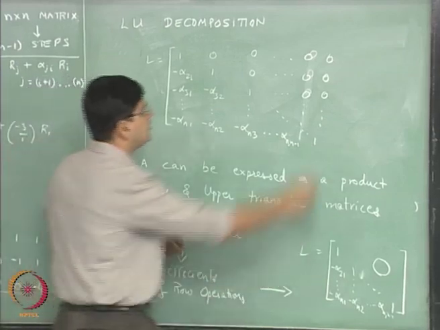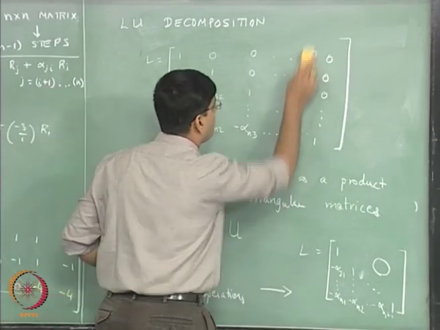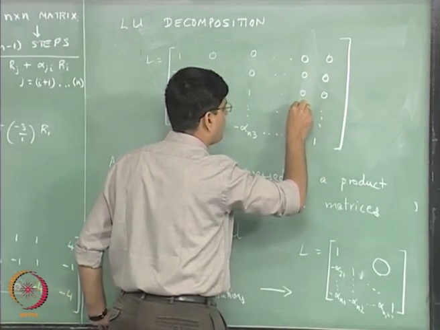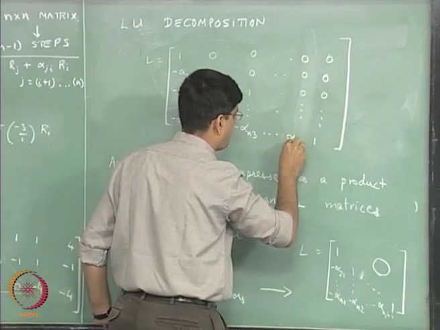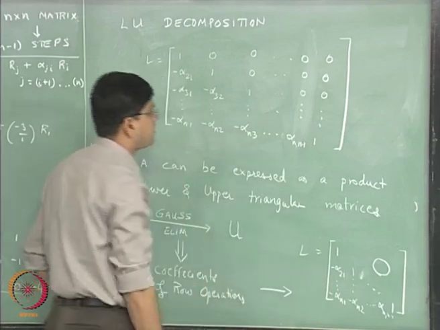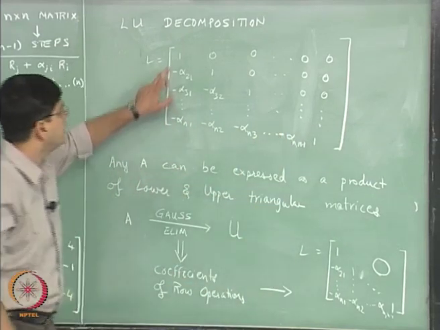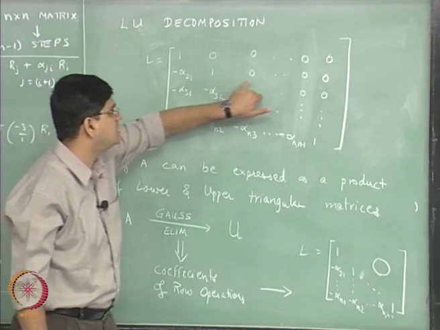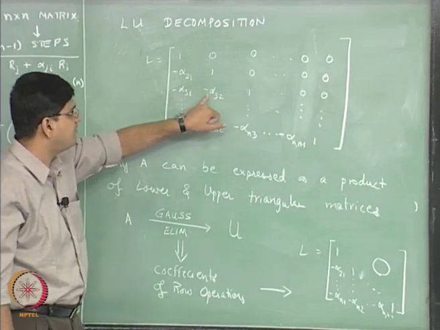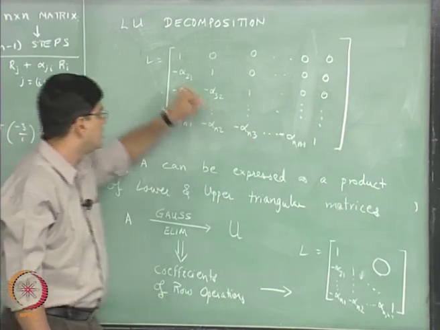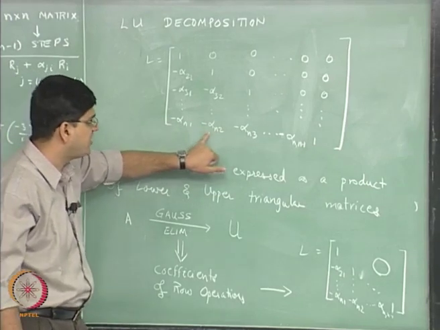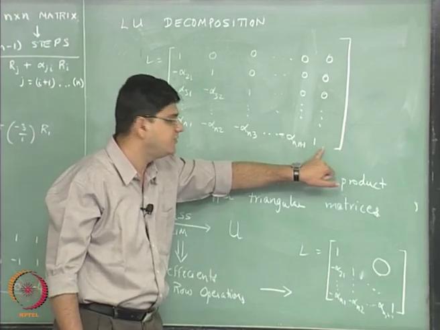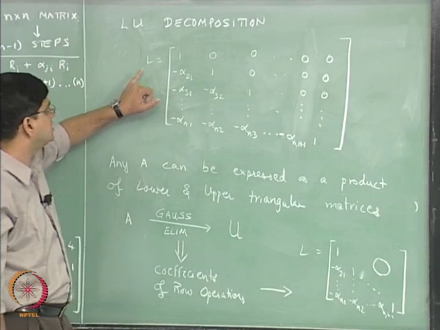Okay. So, this is what we will get. 1 0 0 0 0, minus alpha 2 1, 1 0 0 0, minus alpha 3 1, minus alpha 3 2, 1 0 0 0, and so on up to minus alpha n 1, minus alpha n 2, minus alpha n 3, up to minus alpha n n minus 1, and ending with the number 1. Okay. So, this is the lower triangular matrix.